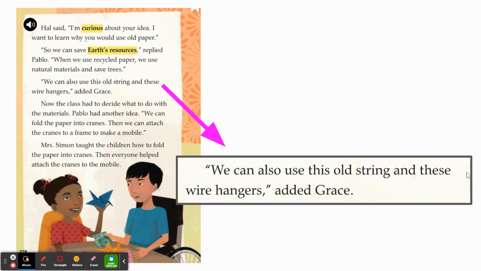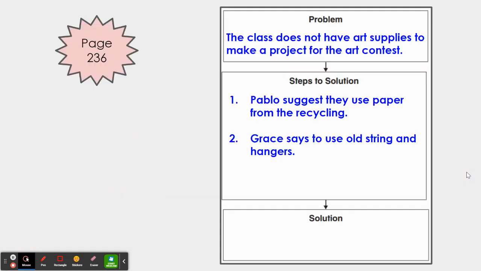So this is Grace's dialogue. It's the word she's saying. She makes another suggestion to reuse some other materials like string and wire hangers. That is another step the class is taking to solve their problem of not having materials. They're using what they have around them as materials. So our second step to the solution is that Grace says to use old string and hangers. So press pause as you write down your second step.